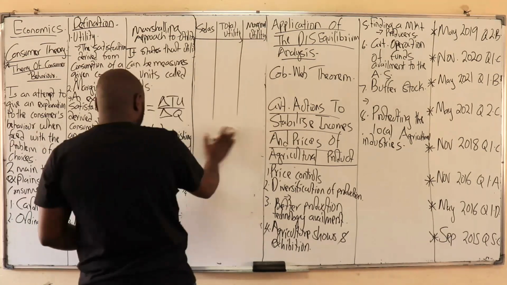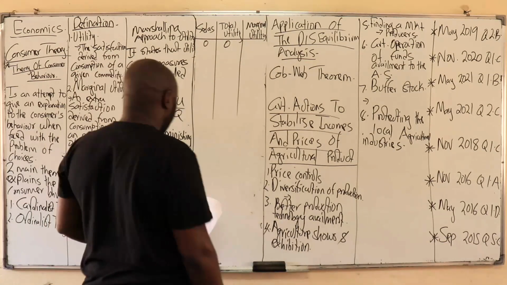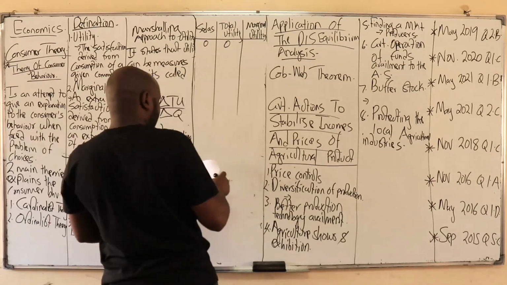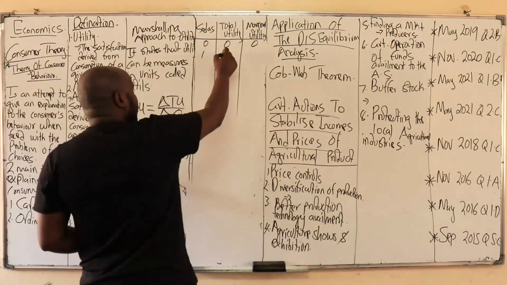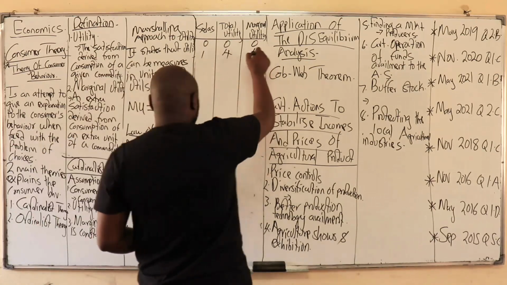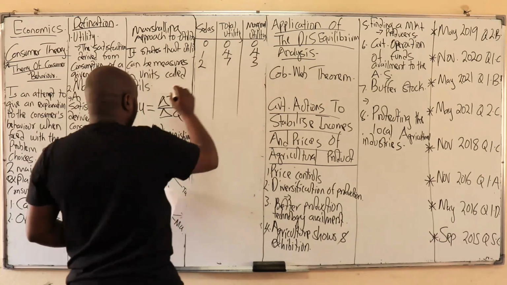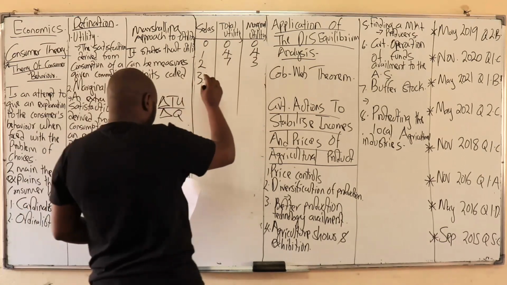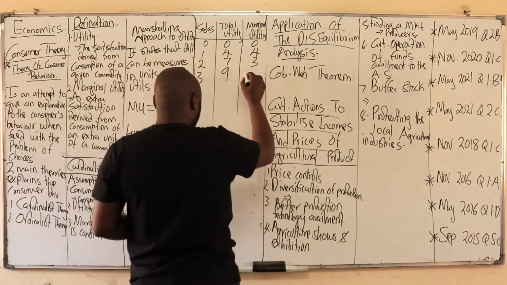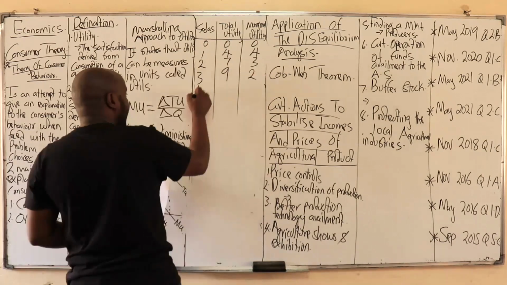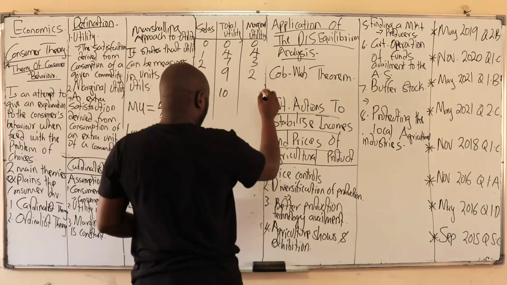All what you are saying is when the sawdust consumption is 0, the total utility is 0, as well as the other one is 0. When you consume 1, total utility is 4, the other one is 4. You consume 2, 7, 3. You consume 3, have 9, then 2. When you consume 4, if it's possible, 10, then 1.